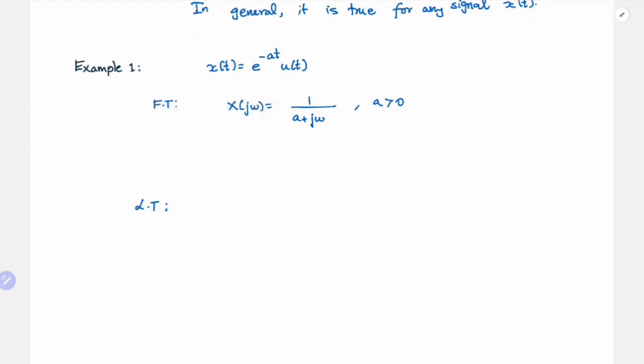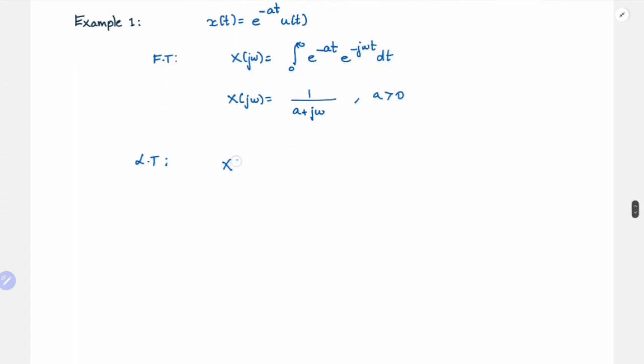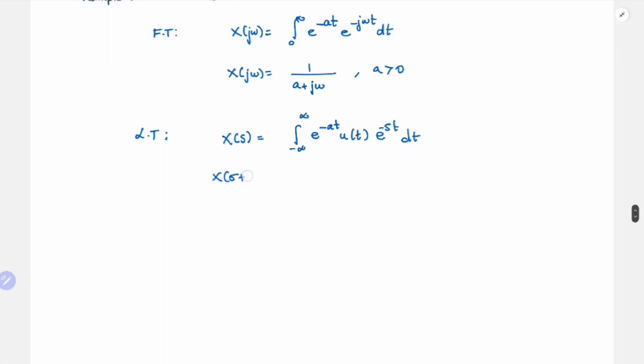So Fourier transform, what did we have? X of j omega is nothing but integral 0 to infinity e power minus at e power minus j omega t dt. So in Laplace transform, what are we going to have? Integral minus infinity to infinity e power minus at u of t e power minus st dt. And s we can write as sigma plus j omega. So this is going to be again 0 to infinity because of u of t, e power minus at e power minus sigma t e power minus j omega t dt.